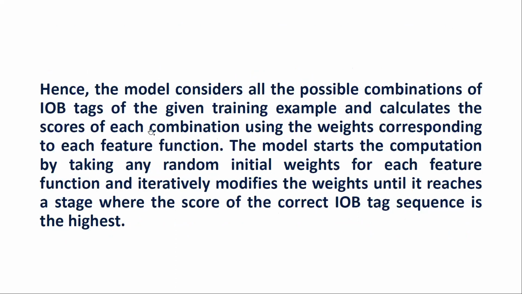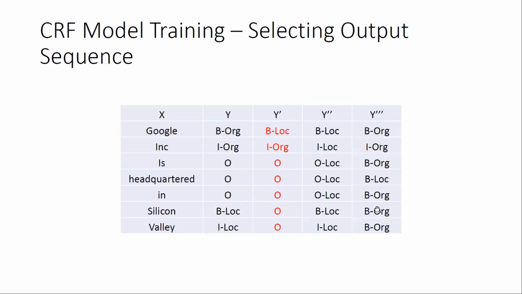you can also do some feature engineering. Hence, the model considers all the possible combinations of the IOB tags of the given training sample, and it calculates the score of each combination. So we will be calculating the score, and the model will start the computation by taking any random initial weights. Let's say 1, 2, 3, something like that, will be given for each feature function, and it iteratively modifies the weights until it reaches a stage where the score is the highest. So we will look at an example now.